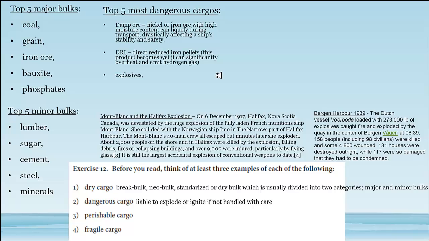This Dutch vessel Voorbode had 273,000 pounds of explosives. She caught fire in the middle of Bergen Harbor at about 8:39 in the morning. And of course it was a humongous kaboom, and 158 people, including 98 civilians, were killed. Almost 5,000 were wounded. 131 houses, which was pretty much the town at that time, were outright destroyed. 117 had so much damage they had to be condemned. So explosives definitely have to be in the top 5.